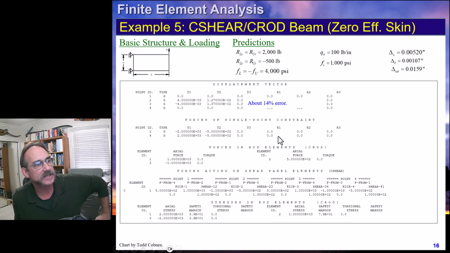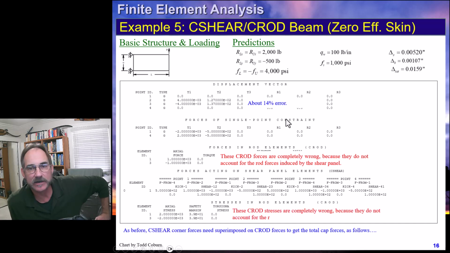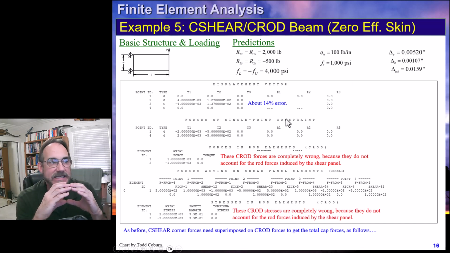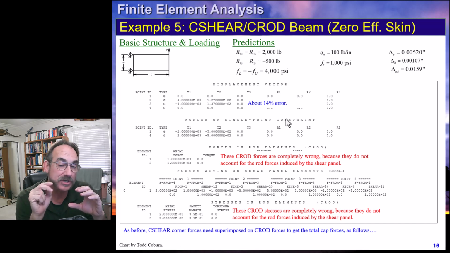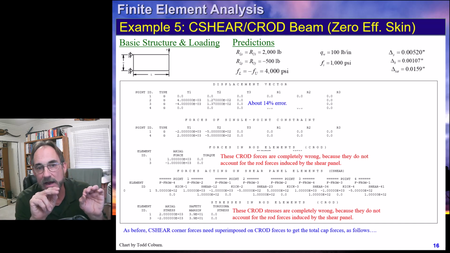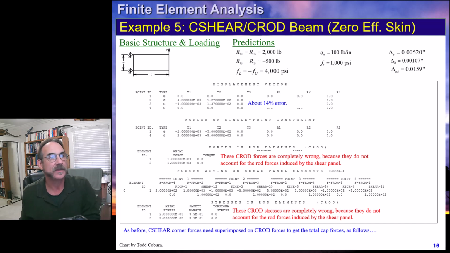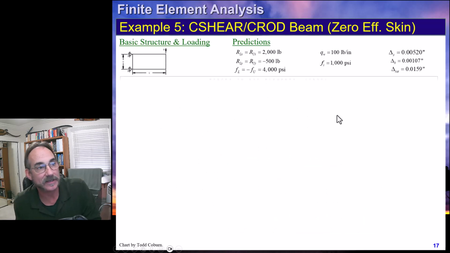You'll notice here, if we look at our single point constraint forces, they're correct, but our forces in the rods are still wrong. Just because we put in 0 in our F, it did change how we introduced our area into the rods, but it did not fix the problem that the C-rods are being reported with only part of the forces, because we have to include those imaginary rods that surround the shear panel in our rod forces. So to take this to the next step, let's draw this out.